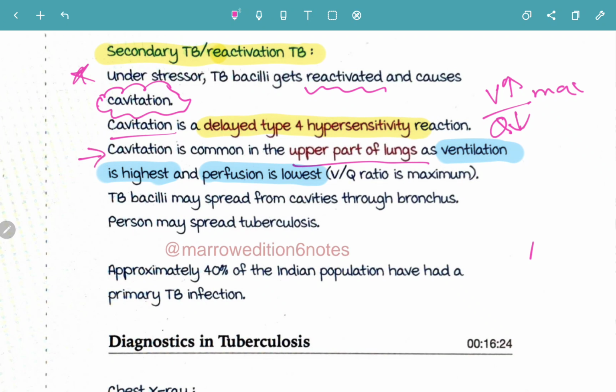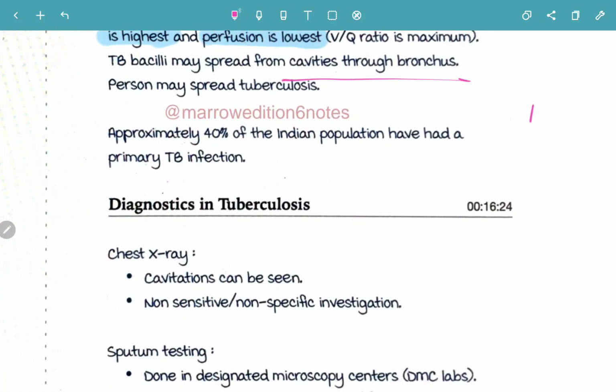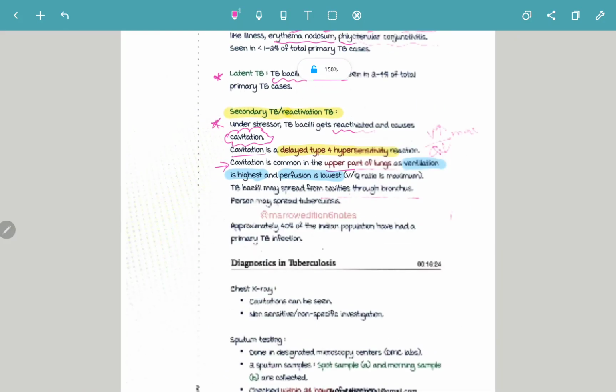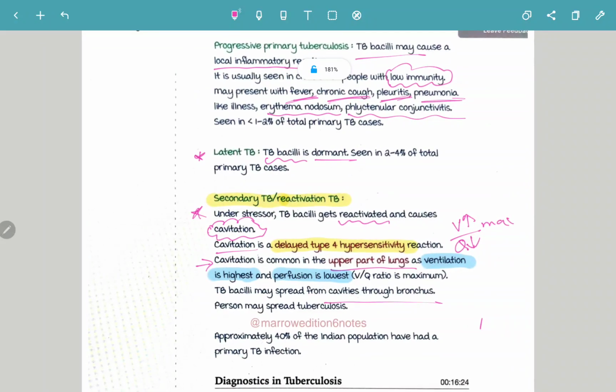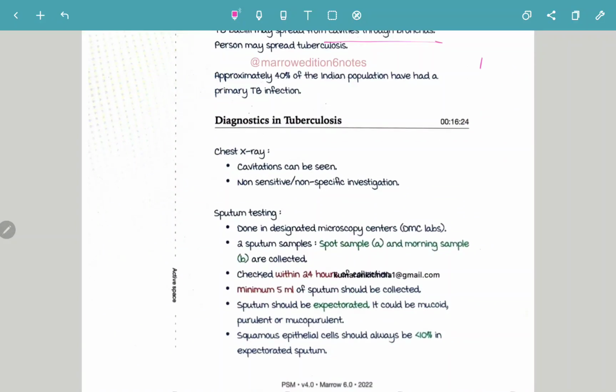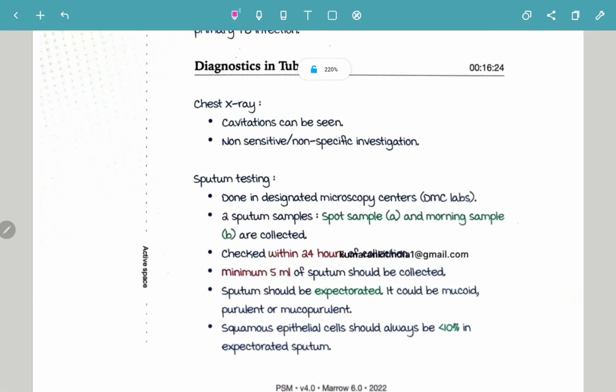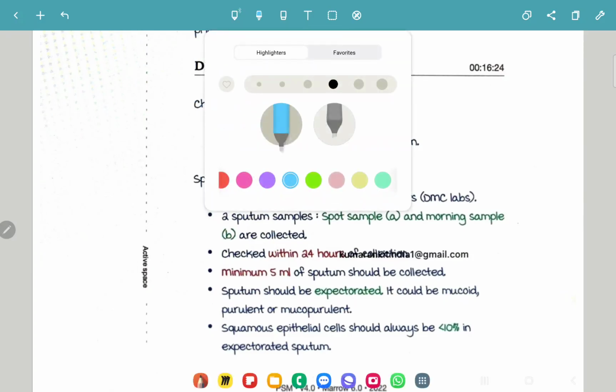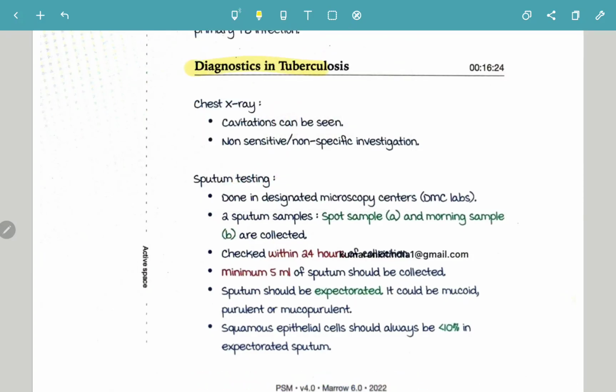TB bacilli may spread from the cavities through the bronchus and the person may spread tuberculosis. Approximately 40% of the Indian population have a primary TB infection. So we finished latent TB, secondary TB and primary TB. Now let's move on to the diagnostics in tuberculosis. First main important diagnostic investigation is chest X-ray.